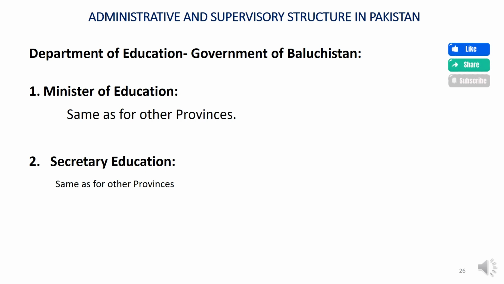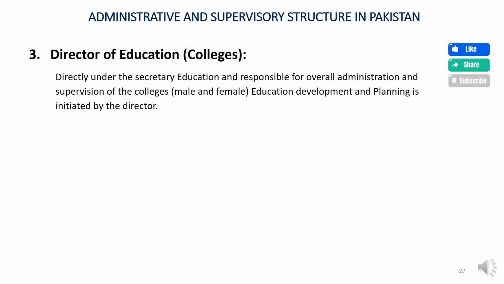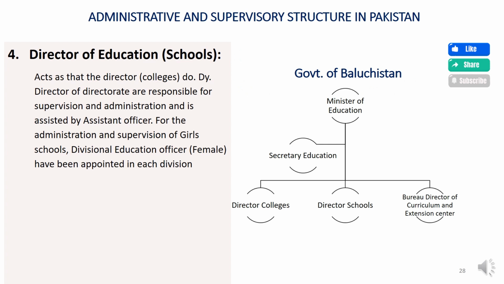Now the Department of Education is for the government of Balochistan. They have their own Minister of Education, same as for the other provinces. The next is the Secretary of Education. The same goes for the Director of Education for colleges, who is directly under the Secretary of Education and responsible for overall administration and supervision of the colleges, male and female as well. So education department planning is initiated by the directors. The next is the Director of Education for schools, who acts as the director of colleges does. The Directorate is responsible for supervision and administration and is assisted by assistant officers.